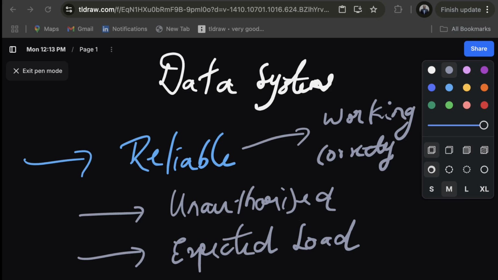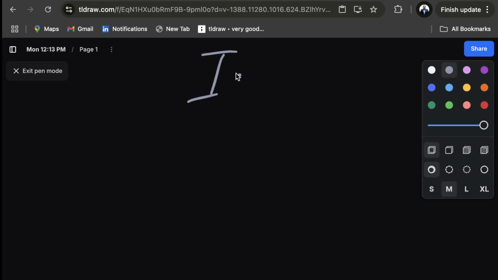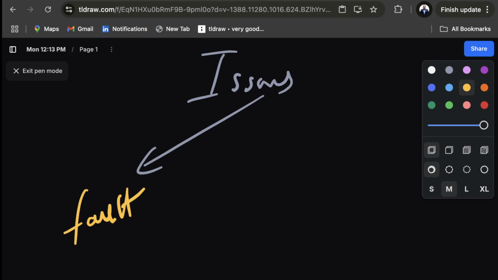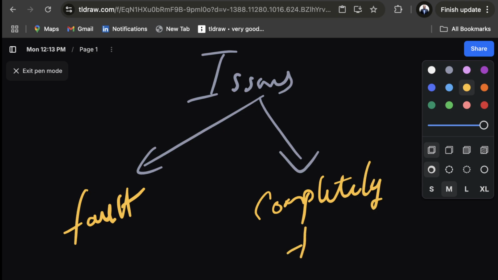Now, when we talk about failure, we are talking about two things. One is a fault. A fault is not a complete failure, so there is a thin line between fault and failure. A failure is when the system is completely offline, not able to deliver our service. A fault is not a complete failure; it is something deviating from its specification.